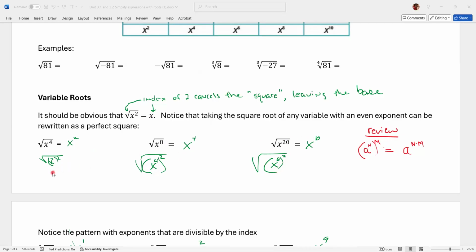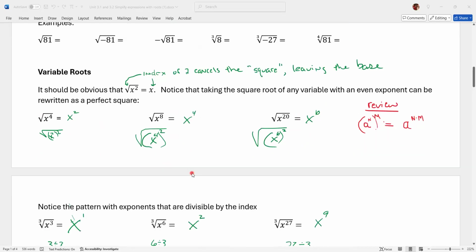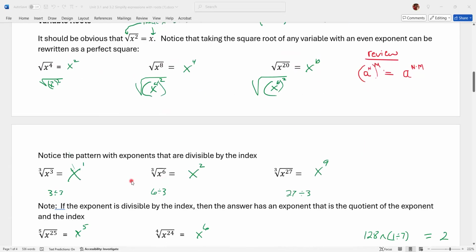What I want you to notice, the shortcut, is that if you take the exponent on the inside and divide it by the index, the result of that division will be the exponent value of your answer. So 4 divided by the implied 2 is 2. 8 divided by the implied 2 is 4. 20 divided by the implied 2 is 10, and so forth. So it makes it very easy to take the roots of variables with exponents.